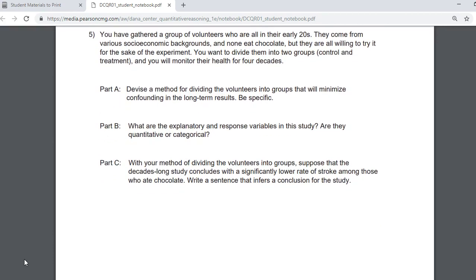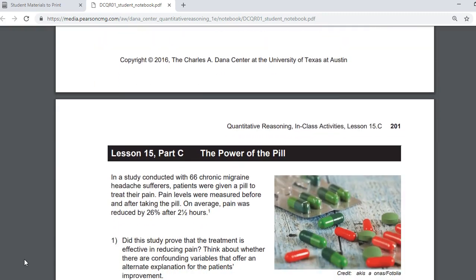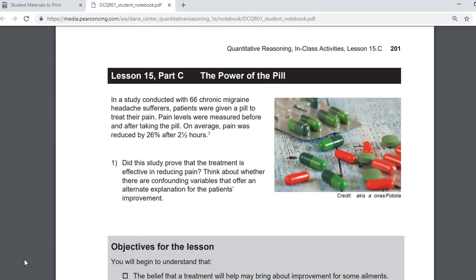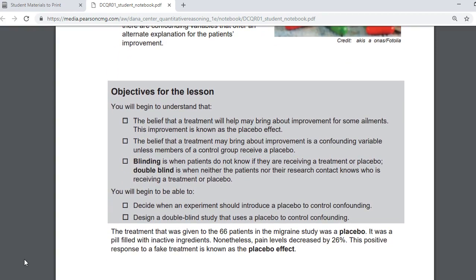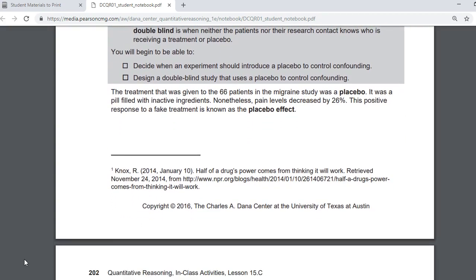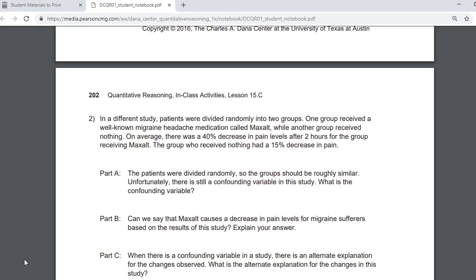Moving on down the page. Yeah, talking about our volunteers, and are volunteers good or bad, or sometimes it's the best we can get. Still looking on through these experiments and observations, the power of the pill. There comes the blinding and the double blind, and placebo effect. When would you use this? When would you not use this? Why would you use these?